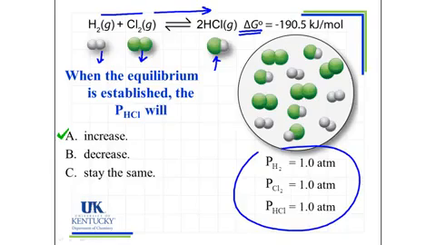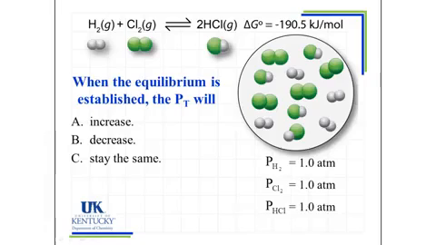Now, as soon as it starts proceeding to the right, my question for you is, is it still under standard state conditions? Well, no, because if the pressure is going up, it is no longer 1 atmosphere, it is greater than 1 atmosphere. And if it's greater than 1 atmosphere, then we're not under standard state conditions, and this number of negative 190.5 no longer applies. It only applies when we're in standard state conditions.